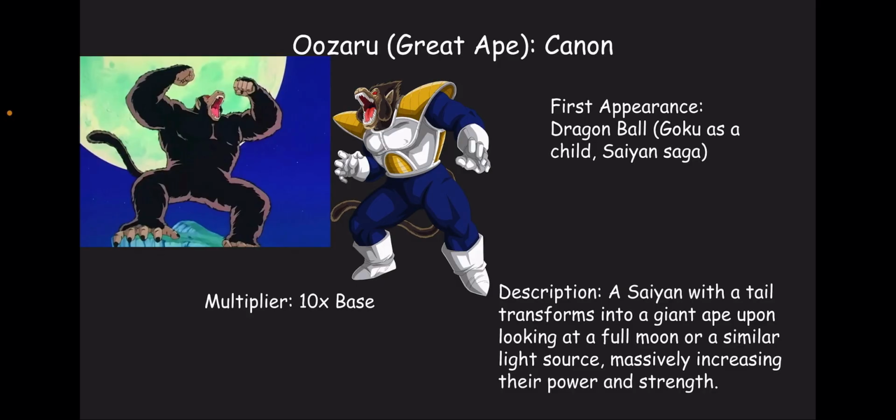We got the classic Great Ape transformation, also known as the Oozaru transformation. Times 10 base, turn into a giant monkey, stare into a full moon. And they only have to have a tail for this to happen.